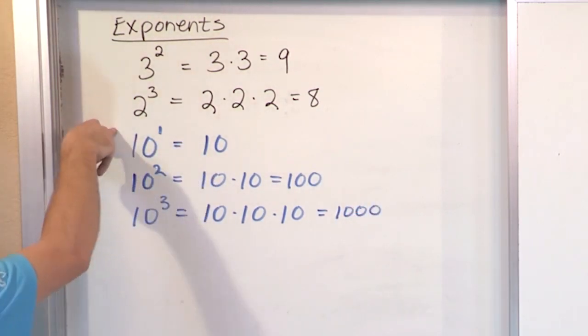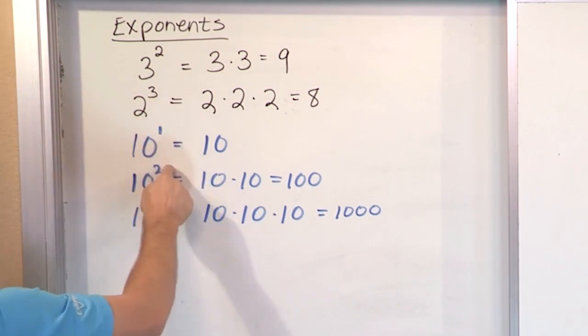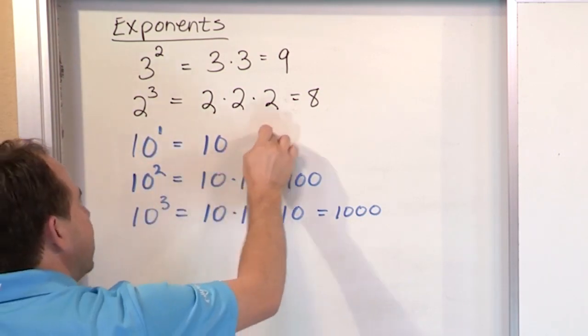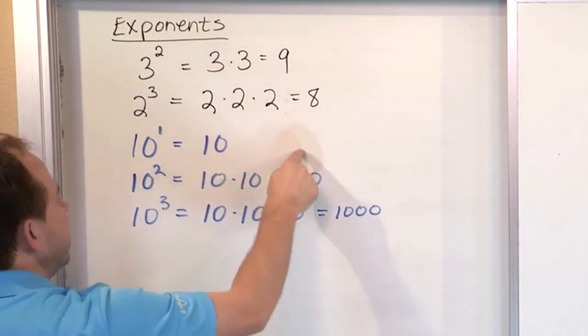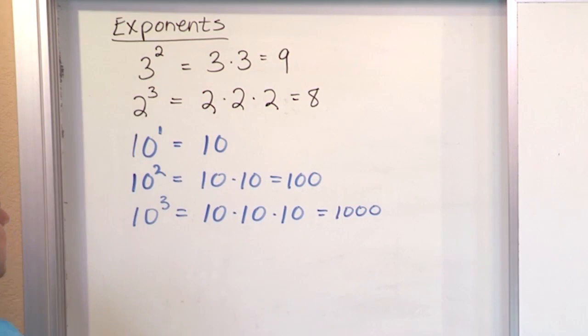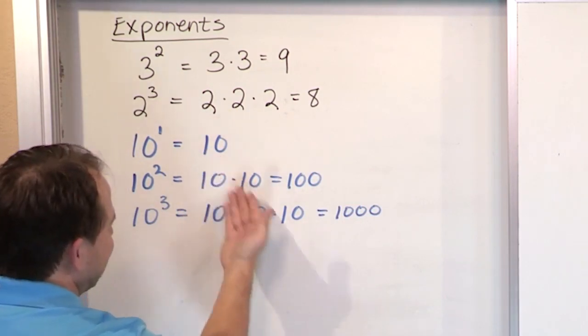Now, these are larger and larger powers, so as I get higher and higher, notice what's happening. I went from 10 to 100 to 1,000. So every time I increase the exponent, I increase by a factor of 10. That makes sense because I'm multiplying by 10 each time I go down the list.